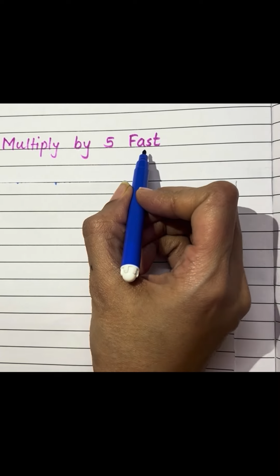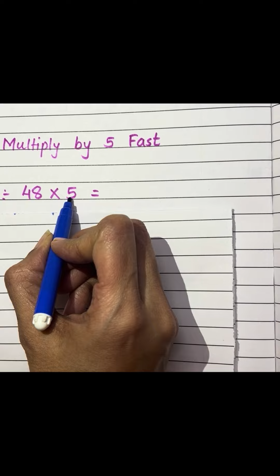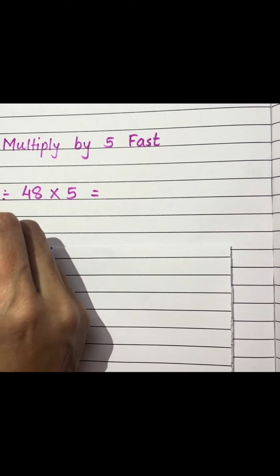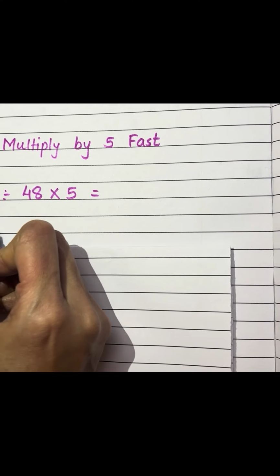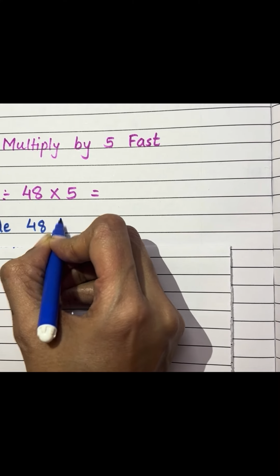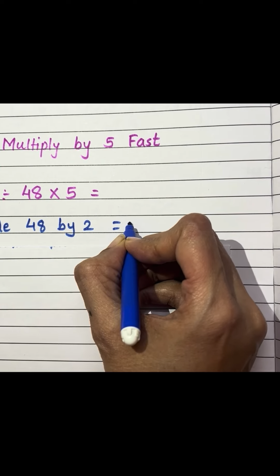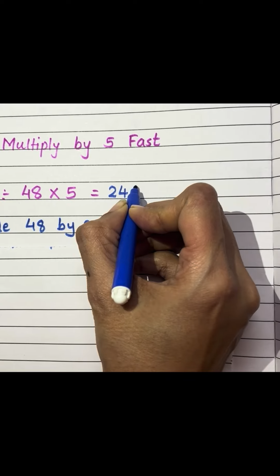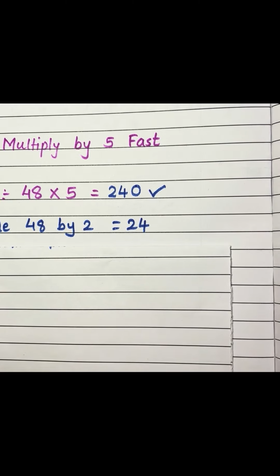Now let's see this hack: multiply by 5 fast. Here is one example, 48 multiplied by 5. Now instead of multiplying 48 by 5, just divide 48 by 2. So 48 divided by 2 is 24. So just write 24 here and put 0 at the end. This is your final answer.